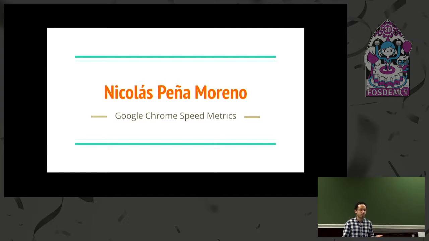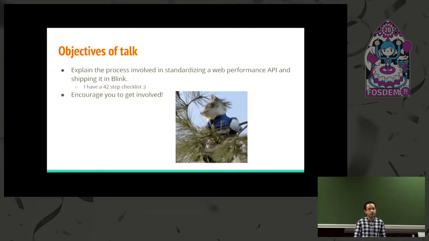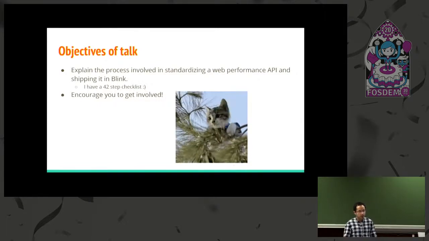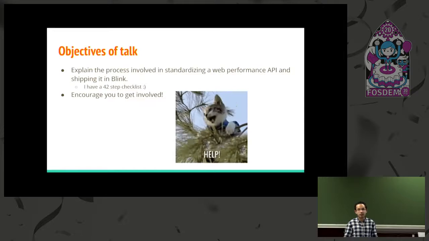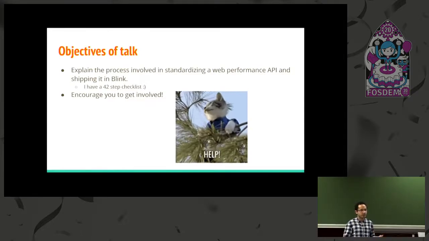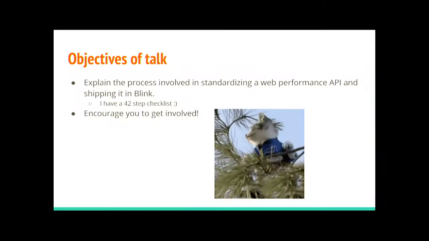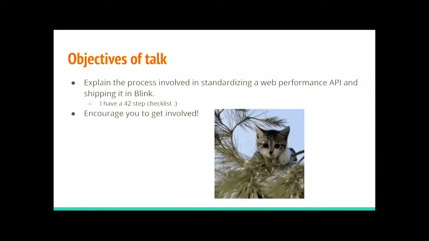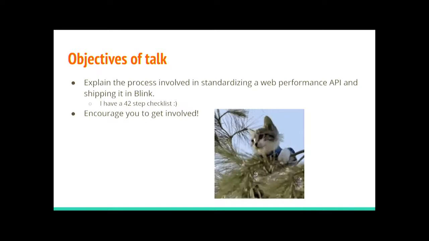Those are the ones that you can run in JavaScript. So I'm part of the Chrome team within Blink. Blink is Chrome's rendering engine. So basically, that's where we implement the JavaScript APIs. The objectives of the talk are basically two. I want to explain the process that's involved with standardizing a new web performance API so that developers get a more clear sense of the steps involved and can also maybe understand why sometimes it takes so long.